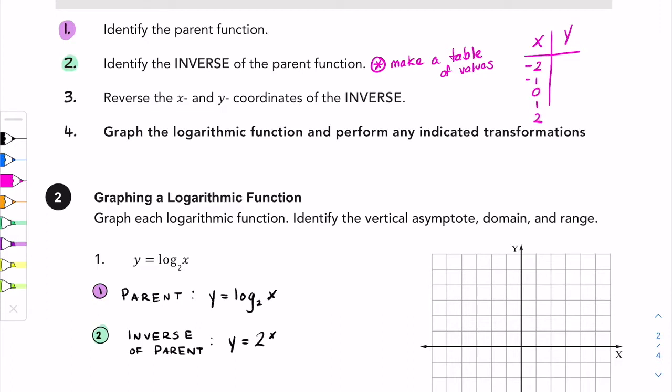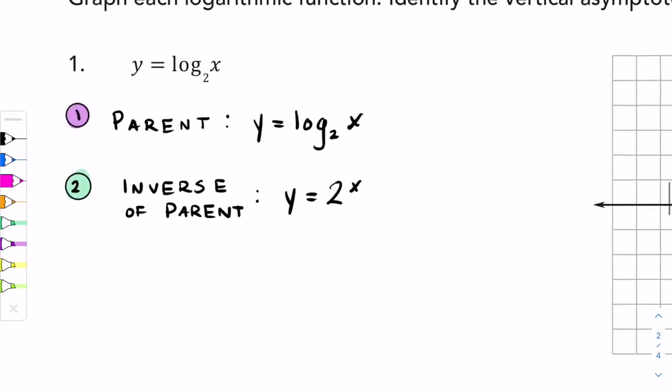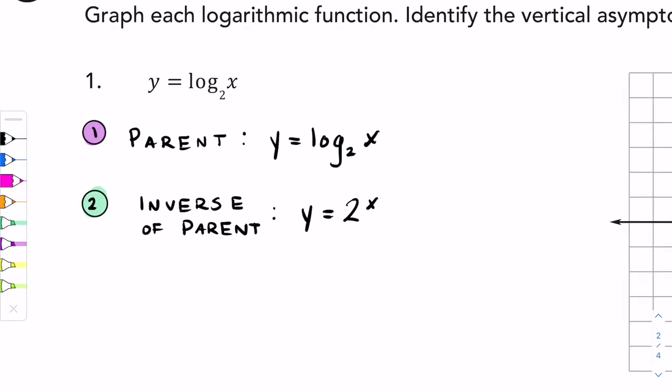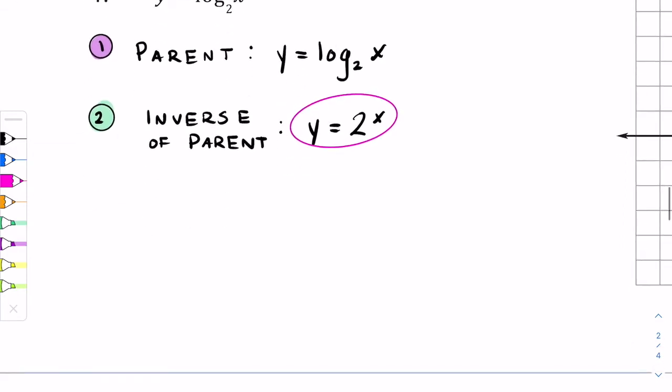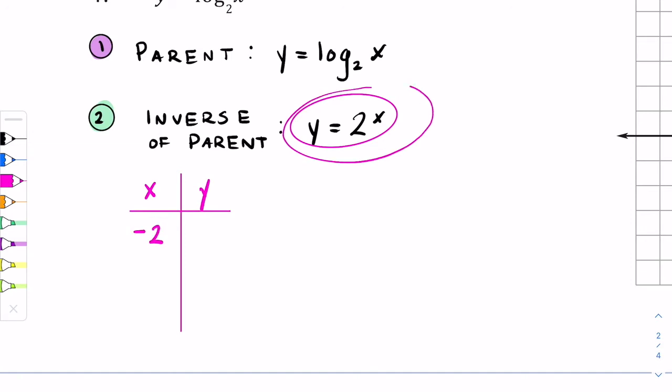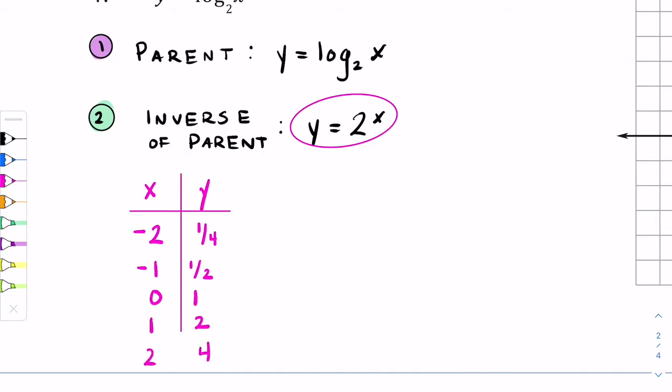So I'm going to come down to my function, and I am actually going to do that. I'm going to use the inverse of the parent function, and I'm going to make a table of values. If I test -2 into my inverse function, the output is going to be 1/4. For -1, the output is 1/2. For 0, it's 1; for 1, it's 2; for 2, it's 4.